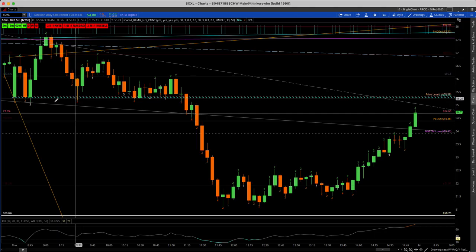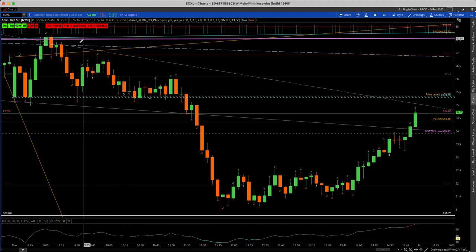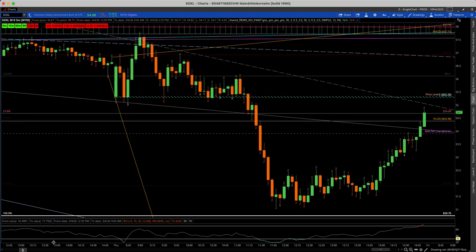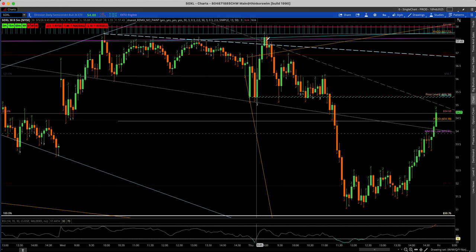We made a higher low, right? So this was a good chance for people to go long, but again, we've got all this resistance here, and if we just look over here to the left, you can see that's where yesterday topped out as well, right up here.